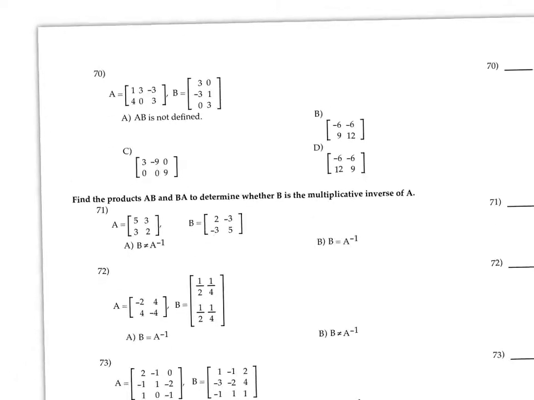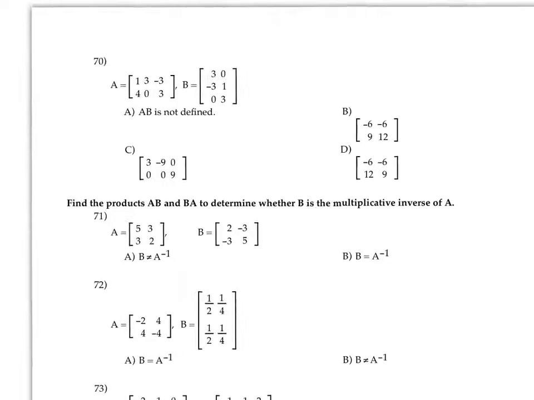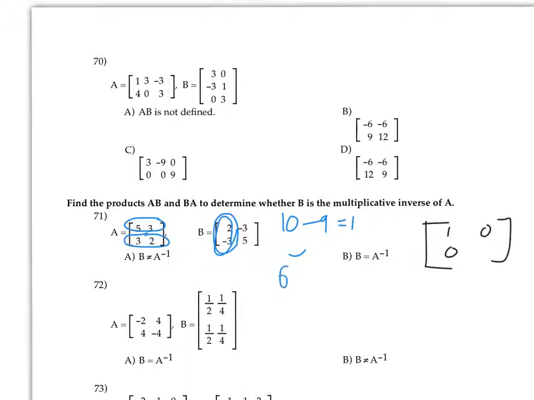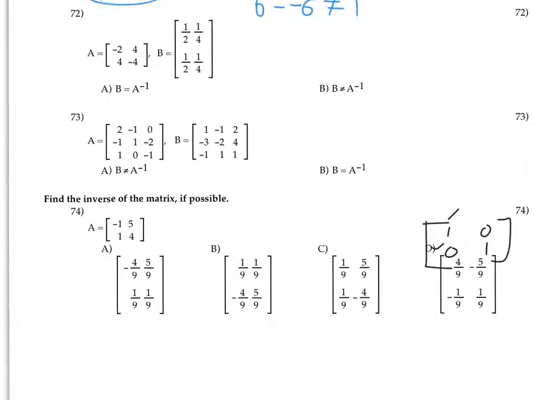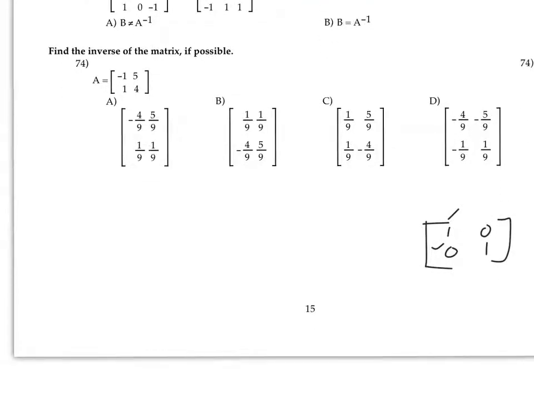Continuing with some matrix stuff, we are going to do number 70. We're going to multiply these two to figure out if this is the inverse. And for an inverse, we've got to get 1, 0, 0, 1. So if we get this as an answer, we're in good shape. So far we've gotten 10 minus 9 is 1. The bottom left is going to be 0. But then if I do the next one, it comes out to not 0. So that means it's not an inverse.